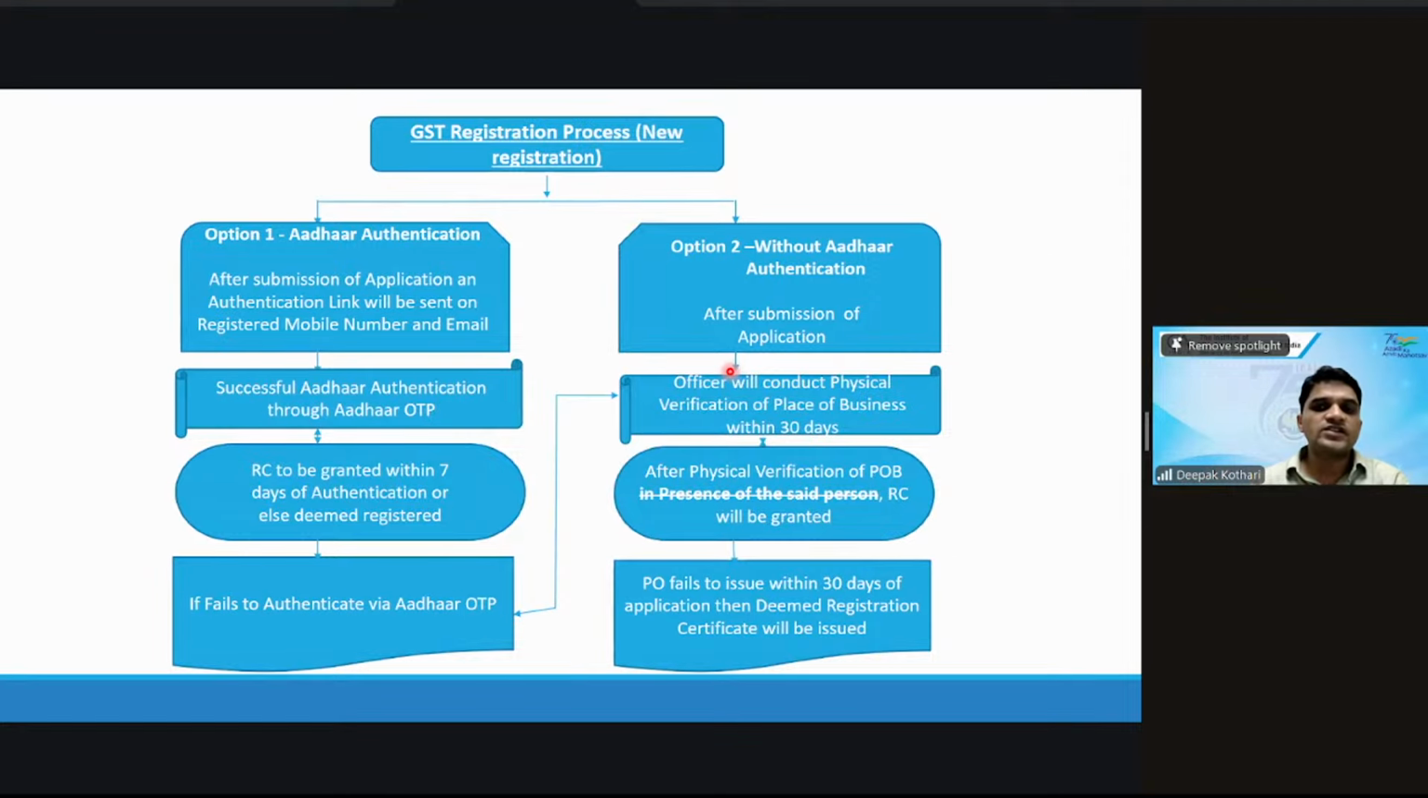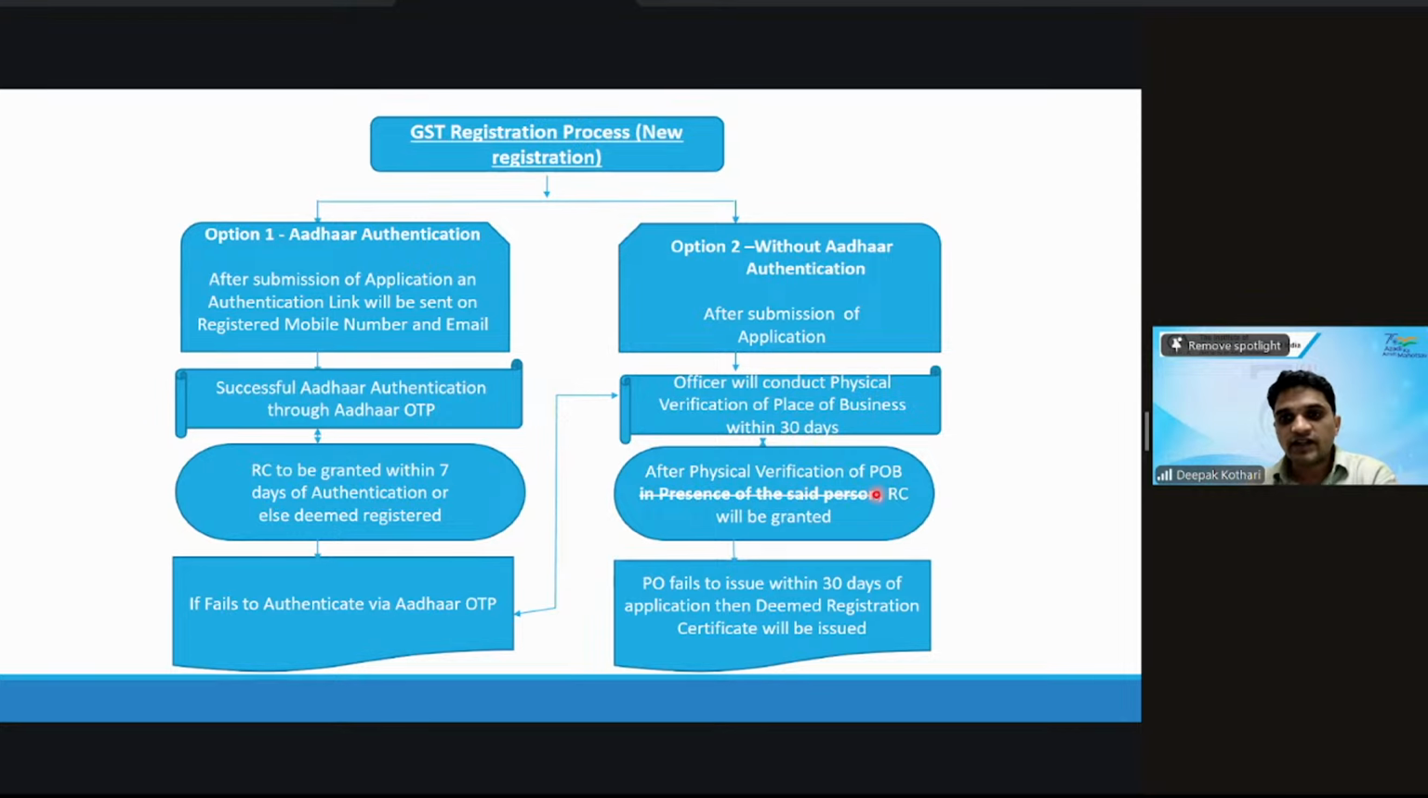ओके, what is the new registration process? जो मैं फिजिकल वेरिफिकेशन बोल रहा हूँ, आधार ऑथेंटिकेशन कर दिया आपने by Aadhaar OTP, then RC is granted within 7 days. लेकिन अगर आपका आधार नहीं है, then जैसे South Korean company का किसी ने बोला कि हमने आधार ऑथेंटिकेशन नहीं किया है, then what will happen? The officer will conduct a physical verification. 7 दिन की जगह 30 days हो जाएगा. After physical verification of principal place of business, RC will be granted.